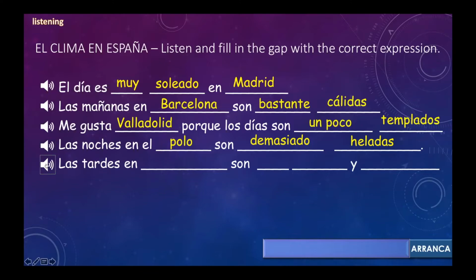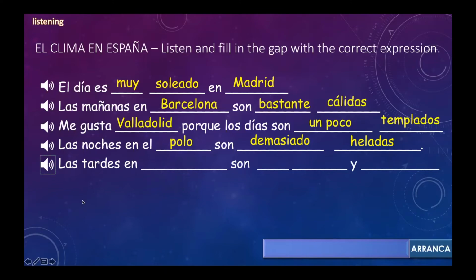Las tardes en Benidorm son muy calientes y soleadas.